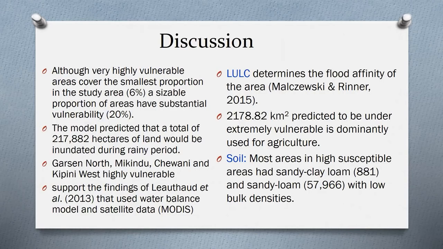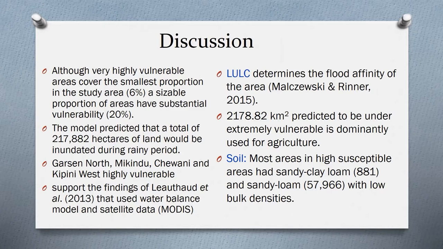In terms of analysis, we found that the areas under the vulnerable region covered 20% of the area, and the model predicted that a total of over 217,000 hectares get inundated during the rainy season. Most of these areas are under Garsen, Makindu, Chewani, and Kipini West, which are very highly vulnerable.